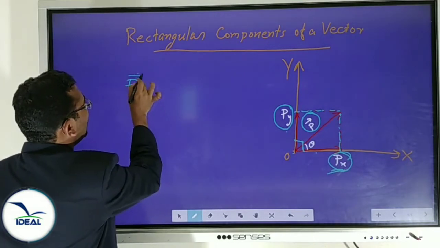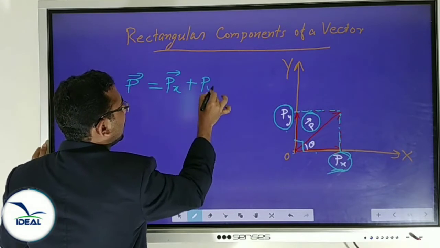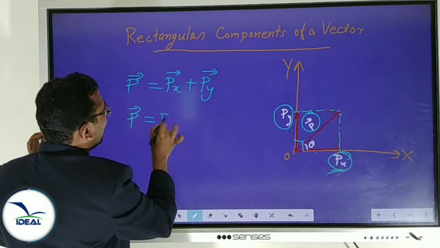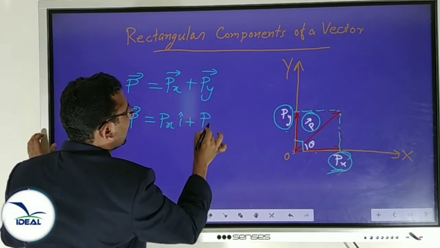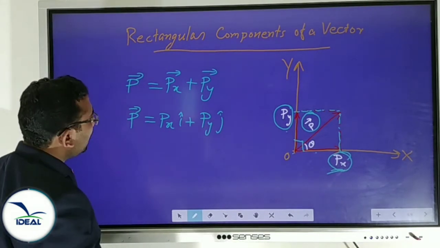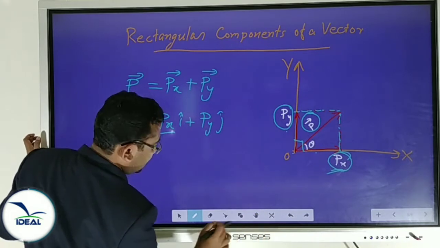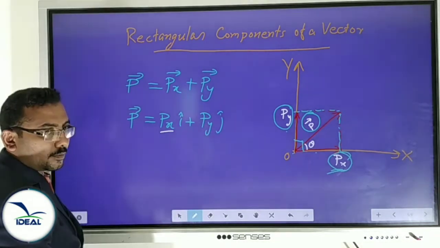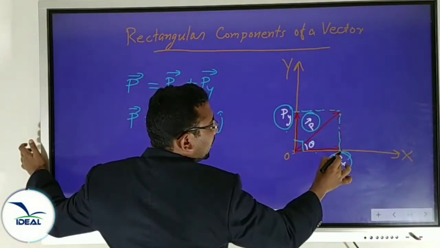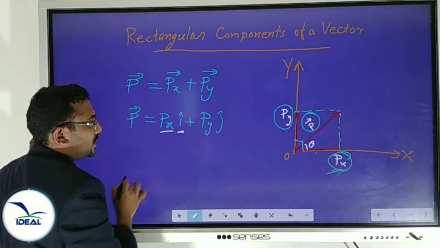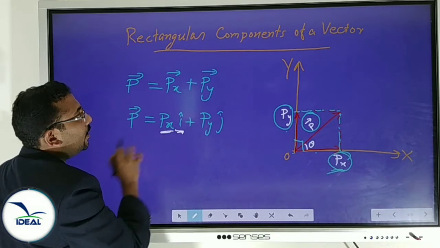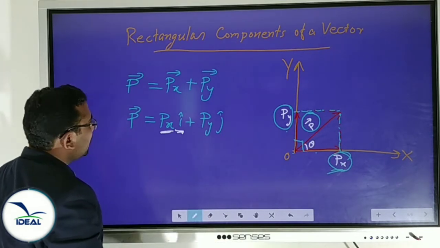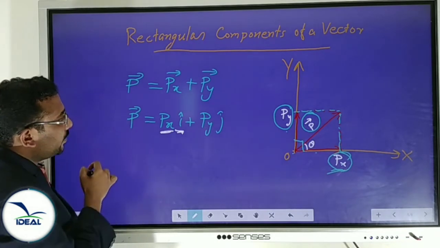We can write vector P as vector P equal to vector Px plus vector Py. We can also write vector P equal to Px i cap plus Py j cap. What is the meaning? Px is the magnitude of the component of vector P along the x direction, and i cap is the direction. This is magnitude, this is the direction. Magnitude into direction, that is the vector Px. Like that, Py and j cap. j cap gives the direction of y. That is vector P equal to Px i plus Py j.